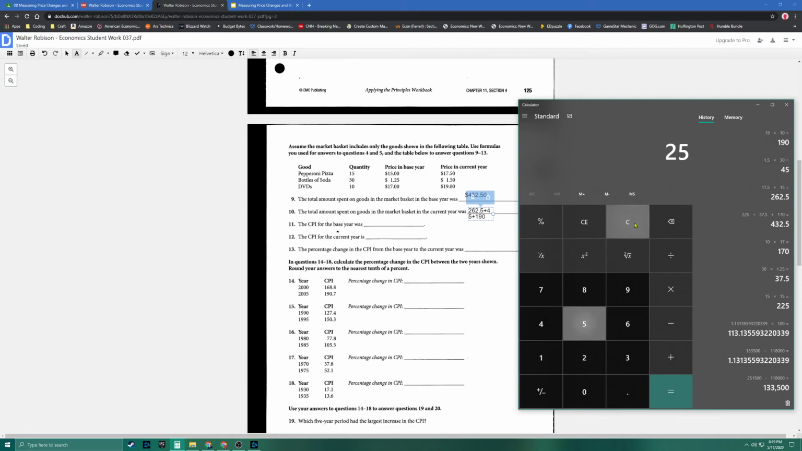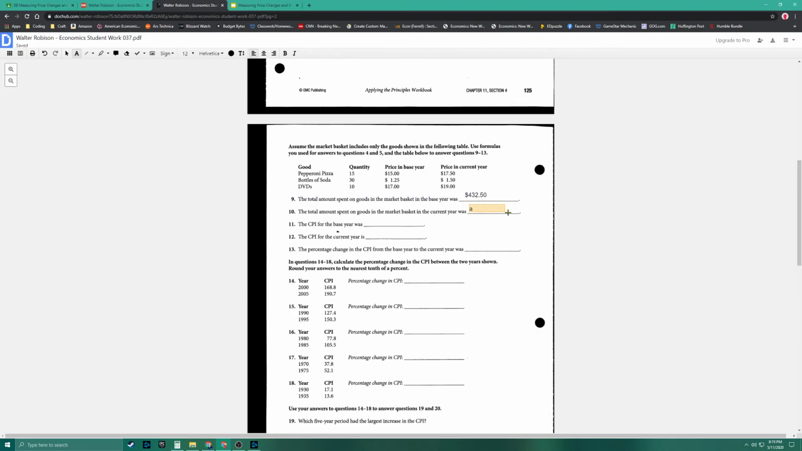So we take 262.50 plus $45 plus 190, and we get $497.50. So that's what you put here. 497.50. All right. So the CPI for the base year is, and the answer for this is it's always 100.